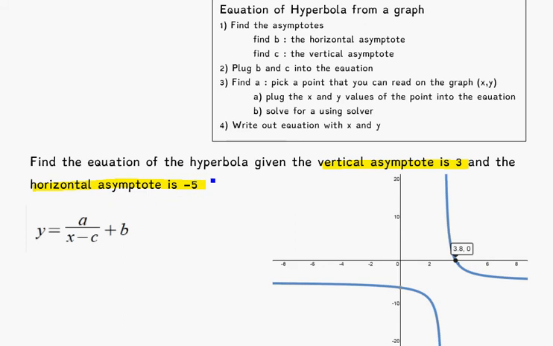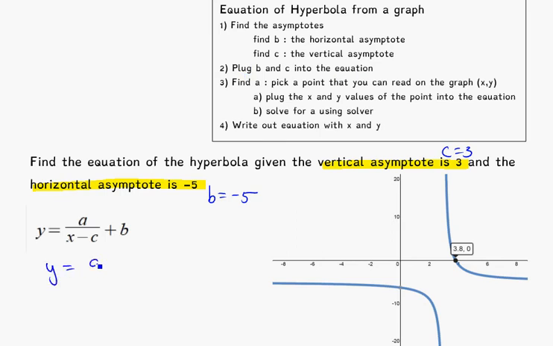So my horizontal asymptote, that's always going to be b, so I know b is equal to negative 5. My vertical asymptote of 3, that's c, so I know c is going to be equal to 3. Now that I've found them, even though they were in words, I'm going to put them into the equation.